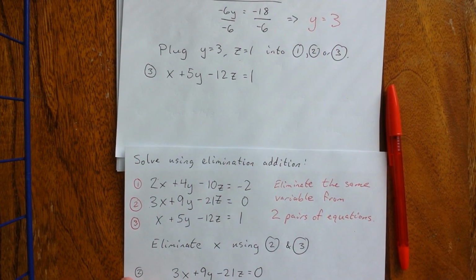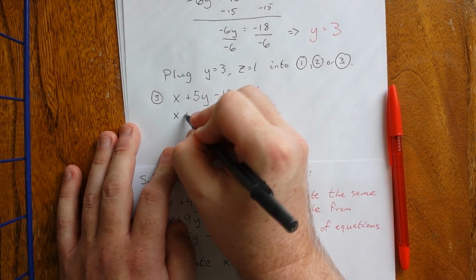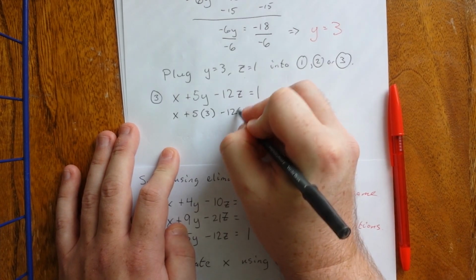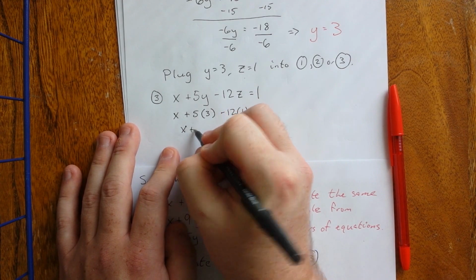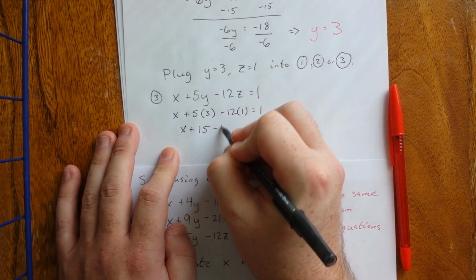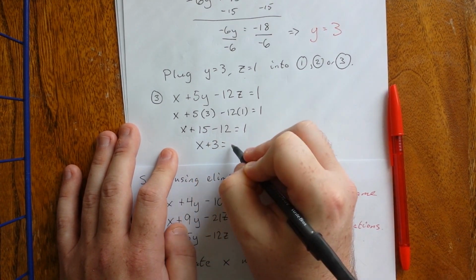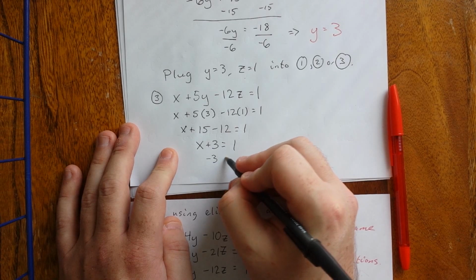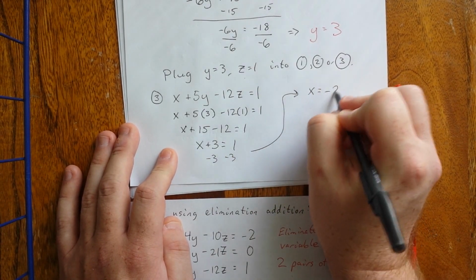And then I plug in the values that I know. The values that I know are that y is equal to 3, and that z is equal to 1. Let's see what we get. That's going to be x plus 15 minus 12 is equal to 1, or x plus 3 is equal to 1. If we subtract 3 from both sides, we'll get our final answer, which will be x equals negative 2.